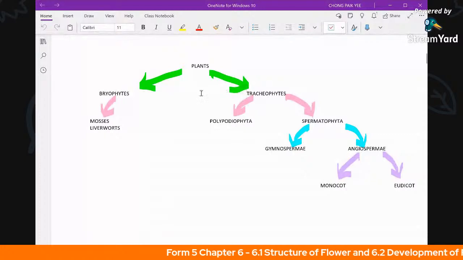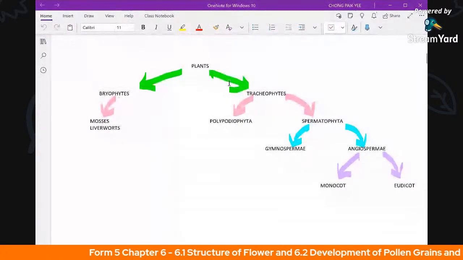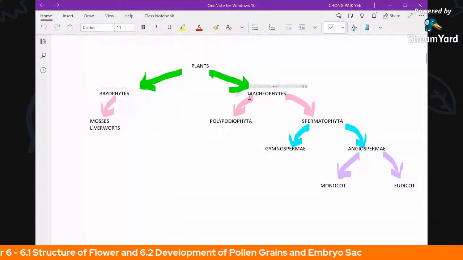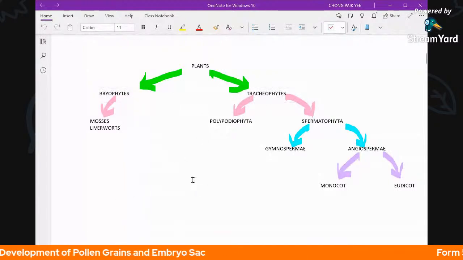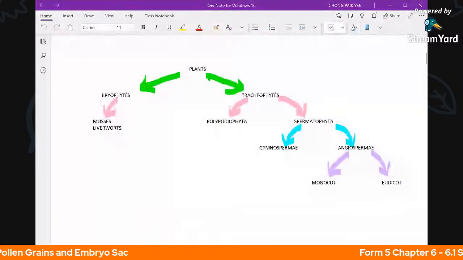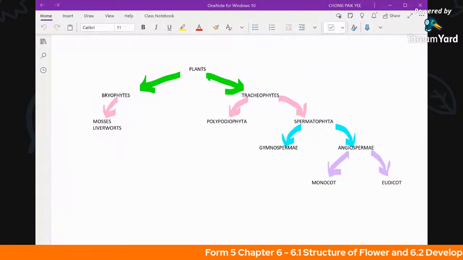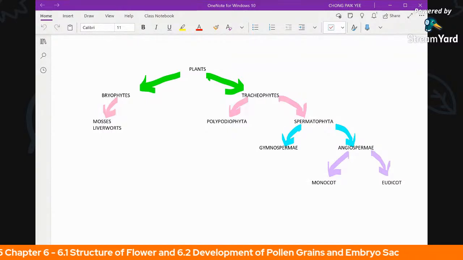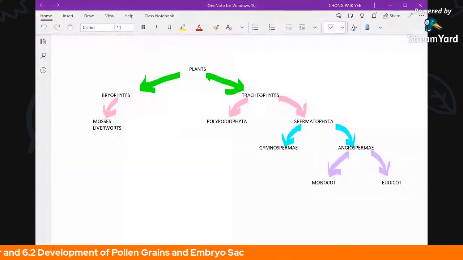Under plants, you have 2 major groups. One is called the Bryophytes, and the other is called Tracheophytes. What is the difference here? I just want to give you this extra information to understand the overall picture. I always like to give everyone an overall picture. Why are we learning flowering plants? Of course, they're special, number one. Number two, how does it relate to the entire kingdom of plants? Where does the flowering plant come in this grouping?